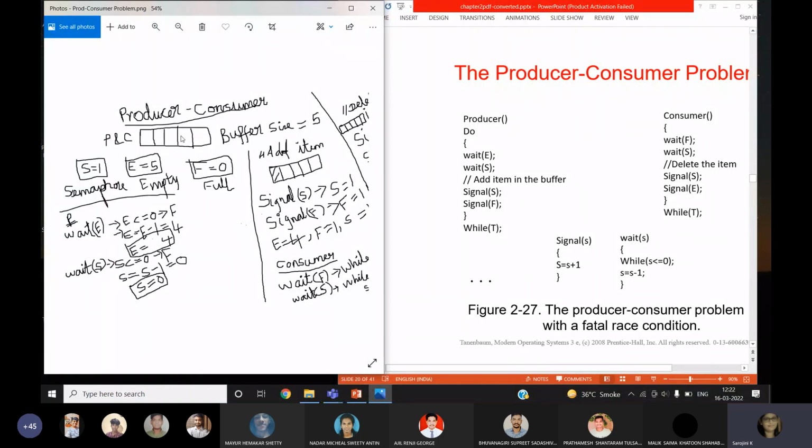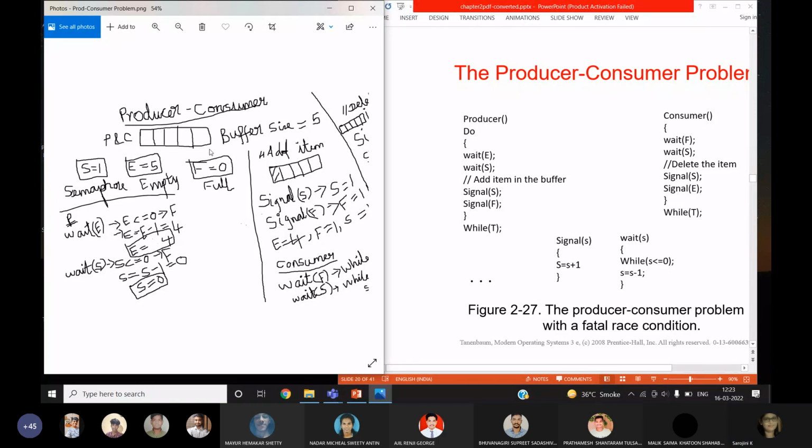But when one is reading, another one should not write. So this is sometimes also called the reader and writer problem. It can also be called the producer consumer problem, popularly known as the producer consumer problem. So there is a buffer that can be accessed by the producer process and also the consumer process.